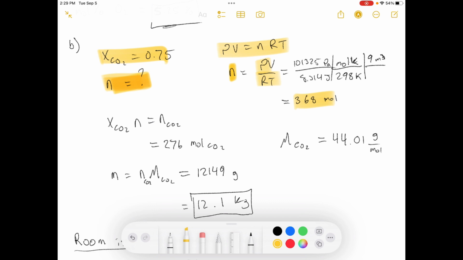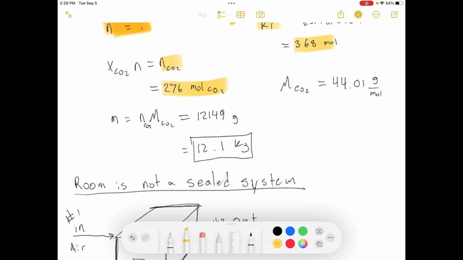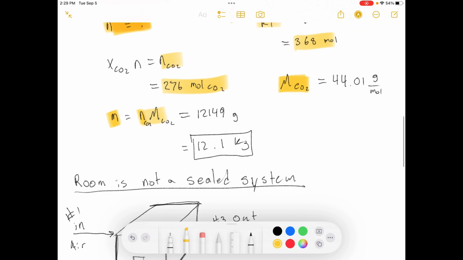How much of that is carbon dioxide? Well, 75% of the moles in there are carbon dioxide moles. Okay, so moles of carbon dioxide is equal to 276 moles of carbon dioxide. Well, how much mass of carbon dioxide is that? Well, the mass is related to the molar mass and the moles there. Okay, so we just multiply those together and we get this many grams of carbon dioxide in the room, because I'm using grams per mole, and then we convert that into kilograms. So there are 12.1 kilograms.